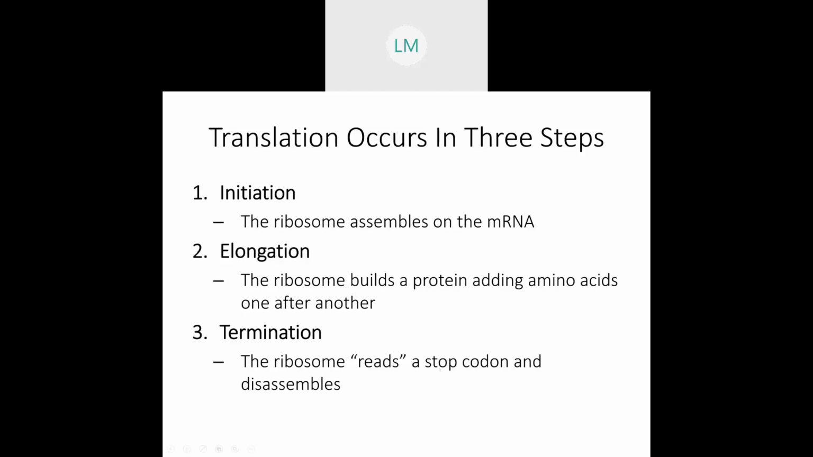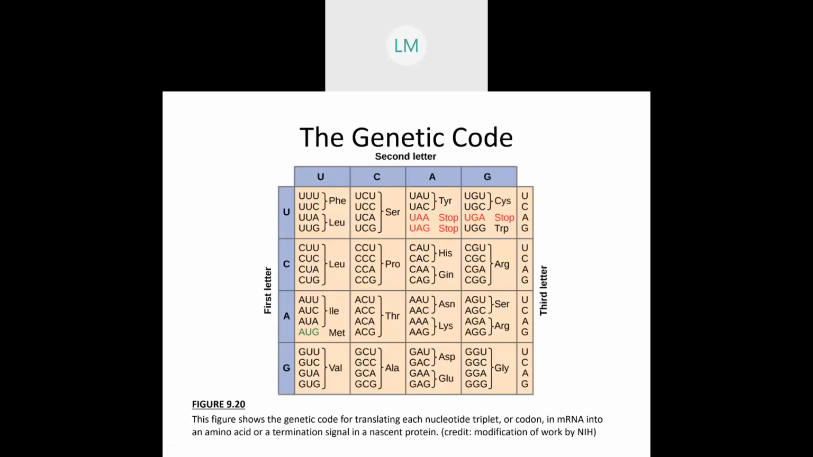So this stop sequence is referred to as a codon. All of the amino acids are basically built based off of what's called a codon. So a codon is a sequence of 3 nucleotides that codes for a specific amino acid. So this chart here is how we know which sequence of nucleotides is going to code for which amino acid.